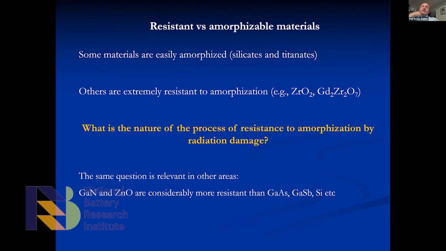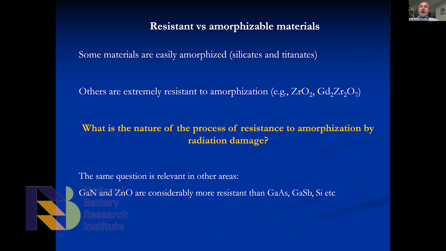So the next question we asked, what is it that makes the material amorphous or resistant to begin with? So I mentioned before that there are these amazing materials like zirconium oxide and gadolinium zirconate, which just don't get amorphized at all, right? So people bombard them with high energy. We're talking now mega electron volt and up to maybe 100 mega electron volt ions, and they don't become amorphous, right? Just pretty amazing.